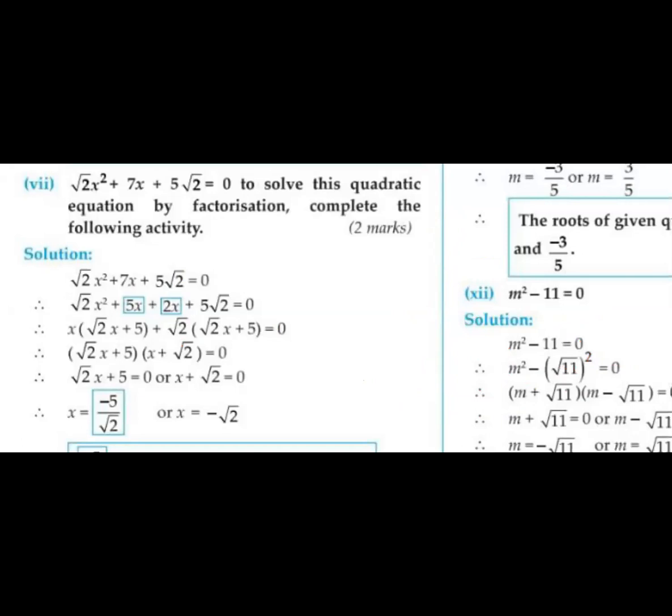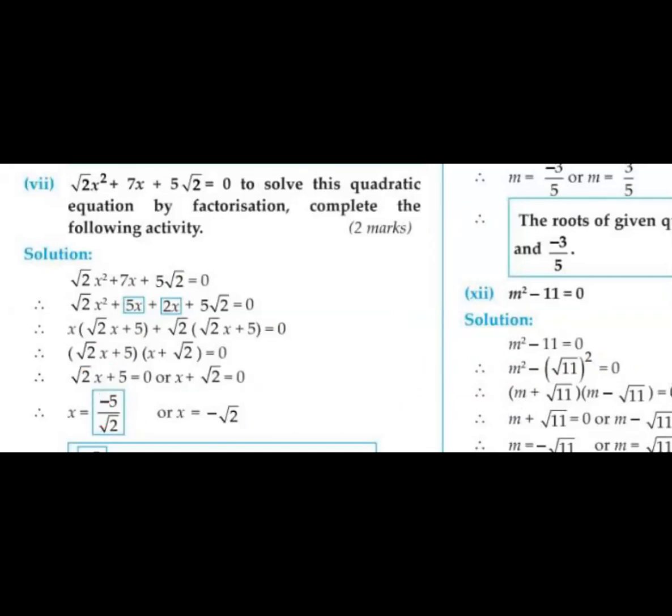So this root 2x plus 5 and this root 2x plus 5 are the same. You can take it as a common. So this is x plus root 2, this is root 2x plus 5. Now root 2x plus 5 and x plus root 2, both equal to 0. So x equals minus 5 by root 2 and x equals minus root 2. This is your first answer. This is your second answer.